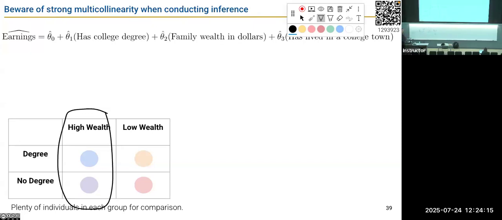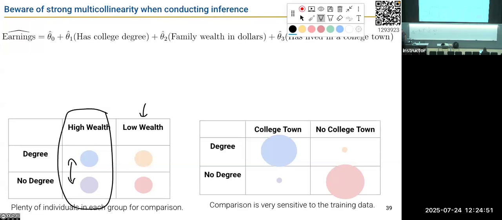Then, your theta 1 hat is a comparison between having a degree and not having a degree, holding family wealth constant. In this case, you're probably going to have a good amount of people that have a degree and have high family wealth, and no degree and high family wealth. You have a good amount of individuals to compare here. Same for the low family wealth population samples. So you can run a fair comparison.